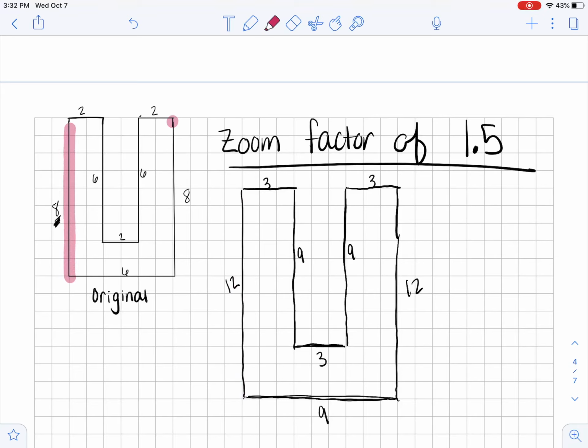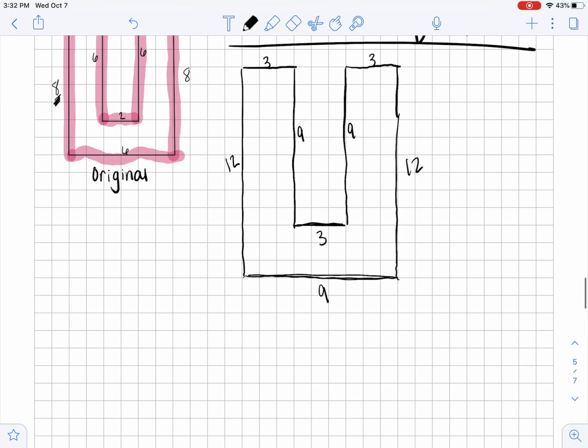So I'm going to do 8 and 2 makes 10. Another 8 and 2 makes 10 more, so I'm at 20. I have 28 plus 6 is 34 plus another 6. The perimeter of my original is 40.